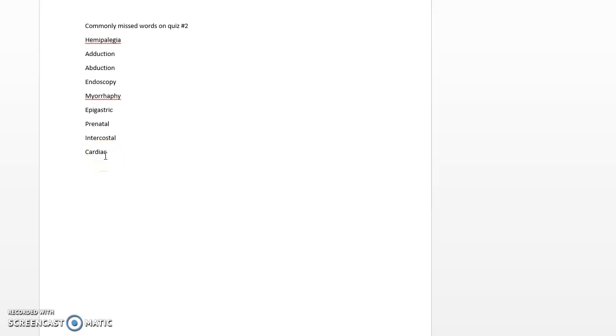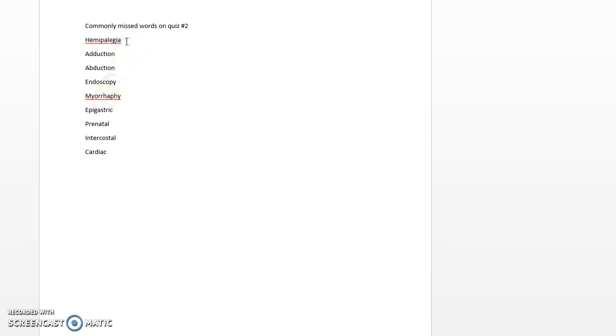Okay, this recording is to go over feedback from last week's quiz and also to go over pronunciation for the words this week. So here are the common terms that I saw were missed on the quiz by several or most of the class. So I just wanted to go over these real quick.